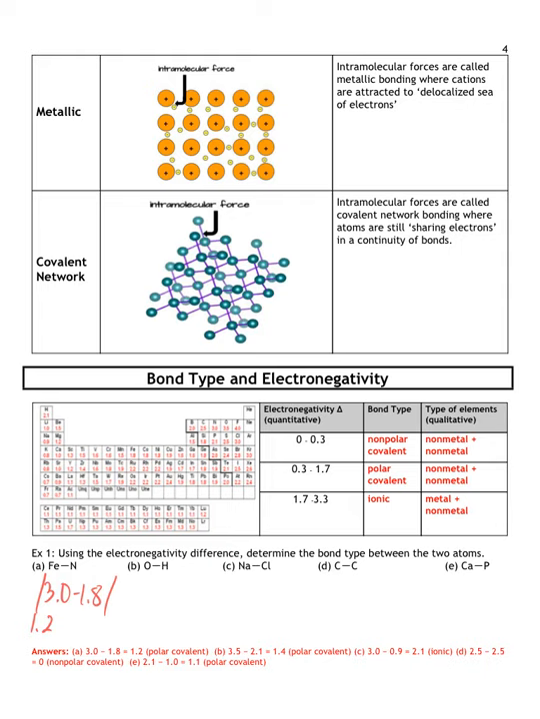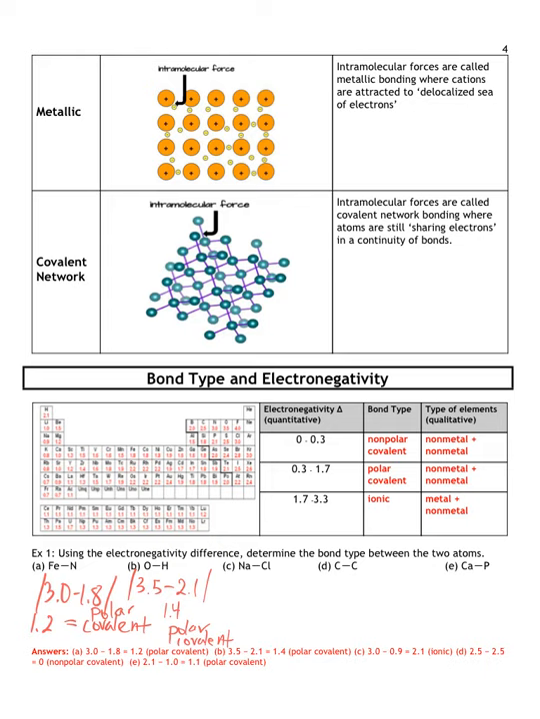So we equate that to what is called a polar covalent bond. Sorry, I might have said covalent network. It's supposed to be polar covalent bond. So now we go to the next one, oxygen and hydrogen. Oxygen's electronegativity value is 3.5 minus hydrogen, which is 2.1. You take the difference and you get a value of 1.4. With 1.4, we're going to say it's polar covalent.